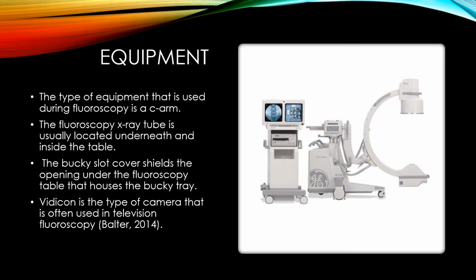The type of equipment that is used during fluoroscopy is a C-shaped arm, which has the ability to scan the full length of the table while the patient is draped. The fluoroscopy X-ray tube is usually located underneath and inside the table. The Bucky slot cover shields the opening under the fluoroscopy table that houses the Bucky tray. It's recommended that fluoroscopic equipment should be inspected every 6 months.